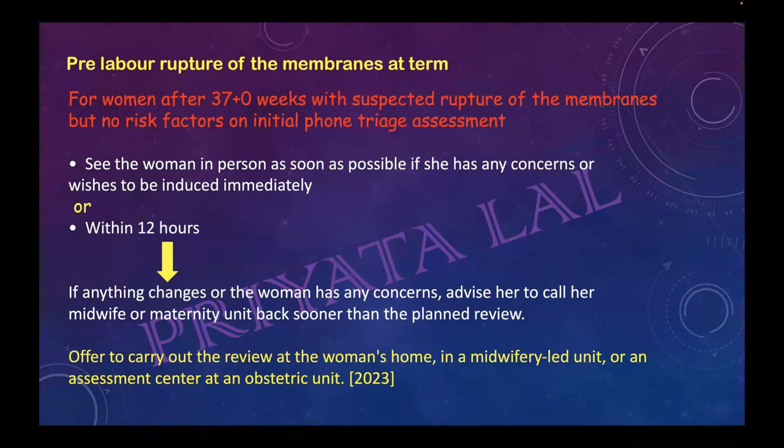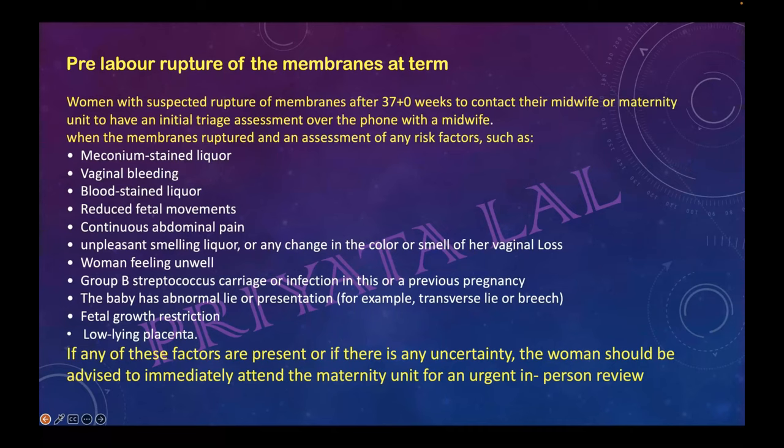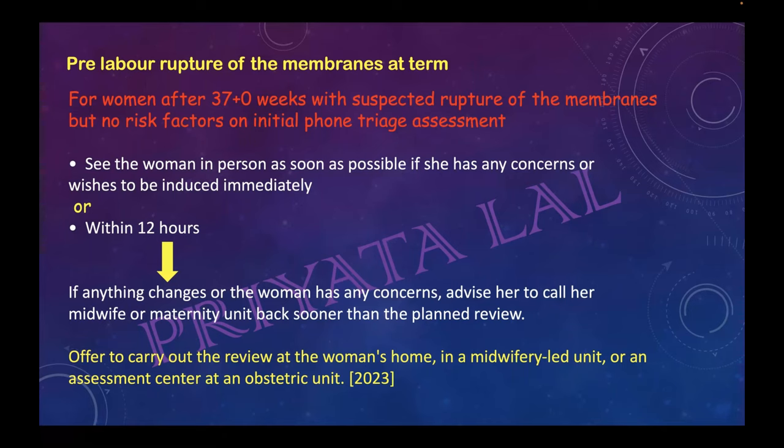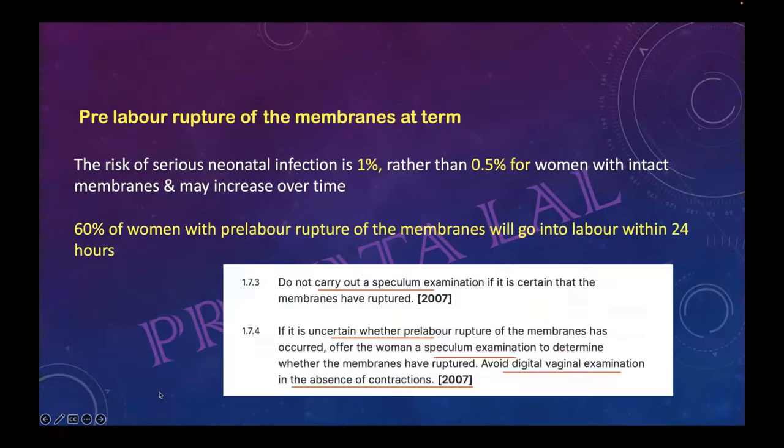So it is important that you should know the risk factors, because if in the question your patient has no risk factor and there is a suspicion of rupture, it is not like you are sure of it. If it is suspected rupture, either the patient can be induced immediately or within 12 hours. But if there is change, she has to report. So this part was not there in the previous guideline. Now this part, it is important.